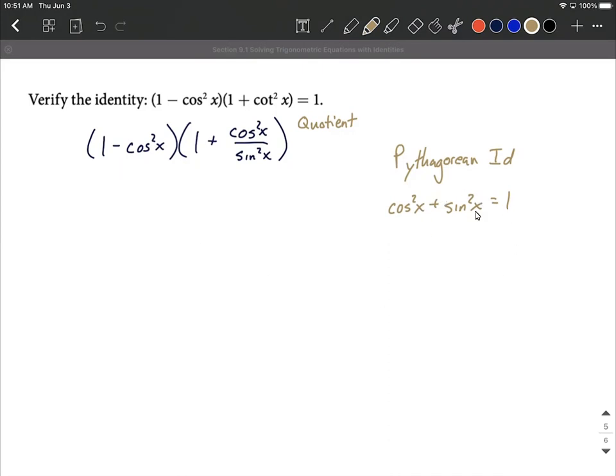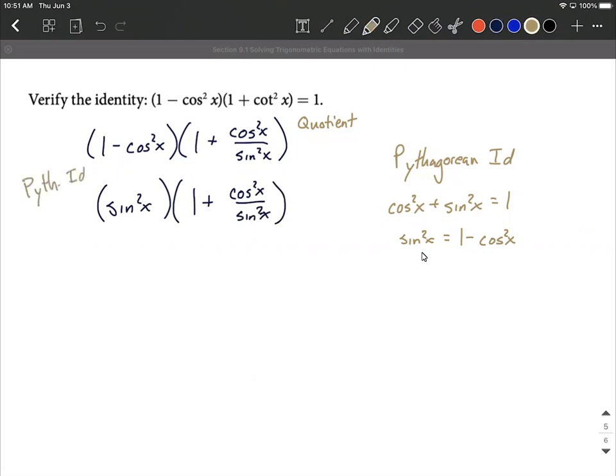It has a cosine squared. If we do a little bit of rearranging on our Pythagorean identity and just move that cosine squared to the other side, we're going to get sine squared of x equals 1 minus cosine squared of x. So what that tells us is we can replace that first set of parentheses, the 1 minus cosine squared, with sine squared. So I'm going to go ahead and substitute in here. We can say sine squared of x in that first set of parentheses, 1 plus cosine squared of x over sine squared of x. And again, this was the Pythagorean identity that allowed us to change from this first set of parentheses to sine squared of x.